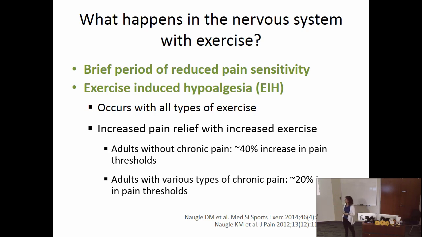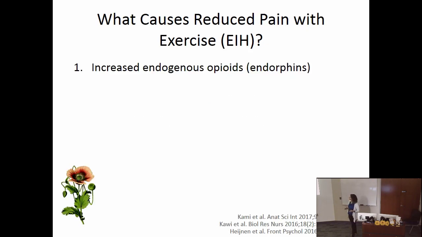In adults who don't live with chronic pain, a dozen studies were pooled together in a meta-analysis, and they found that overall, for people who don't live with chronic pain, it's about a 40% increase in thresholds, so you require more stimulus to cause the same amount of pain. For people with chronic pain, though, they still overall do get a reduction in their pain sensitivity, so it requires about 20% more stimulus with exercise to cause the same level of pain. So they still get that EIH response. It's just not as robust as it is for people who don't live with chronic pain.